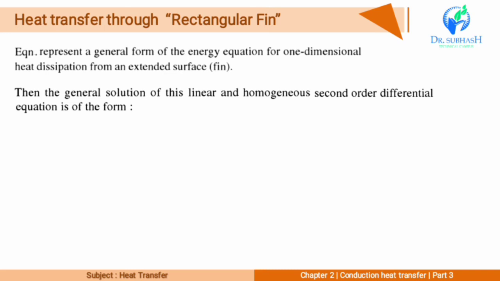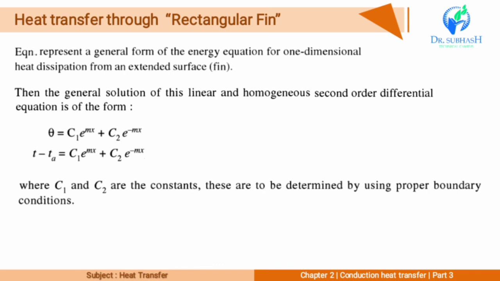The general solution of this linear and homogeneous second-order differential equation is of the form theta is equal to C1 e raised to mx plus C2 e raised to minus mx. Here we know that theta is equal to T minus Ta, so we can also write T minus Ta is equal to C1 e raised to mx plus C2 e raised to minus mx, where C1 and C2 are constants, to be determined by using proper boundary conditions.